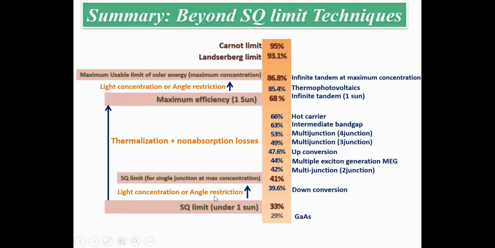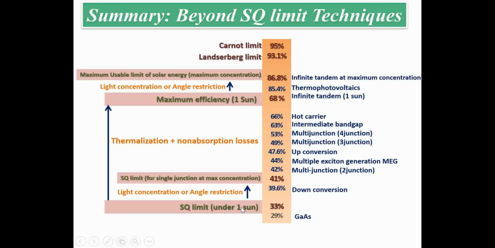Okay. So now in this SQ limit, what you do, you put angle restriction so that you avoid high entropy generation. Okay, if you avoid high entropy generation, then you can have an SQ limit for single junction of 41%. So that angle restriction is being put by achieving complete maximum concentration. Okay, so that's one thing. Then if you control in this SQ limit only thermalization and non-absorption loss, then the single junction efficiency can go up to 68%. Okay, so by controlling only thermalization and non-absorption loss.